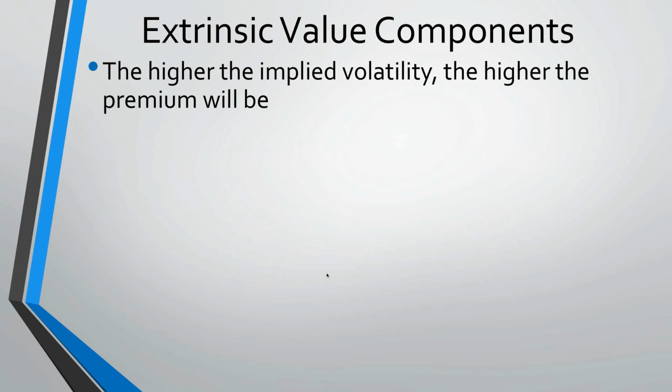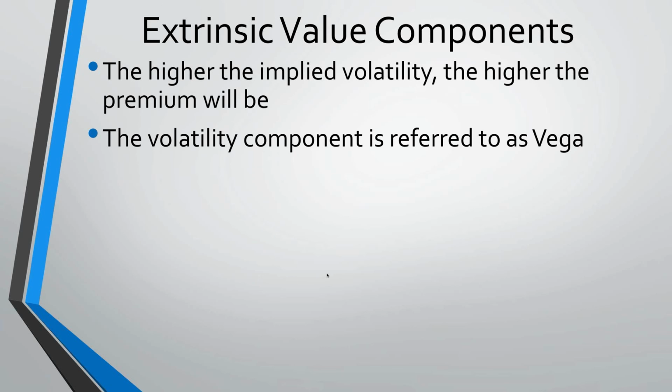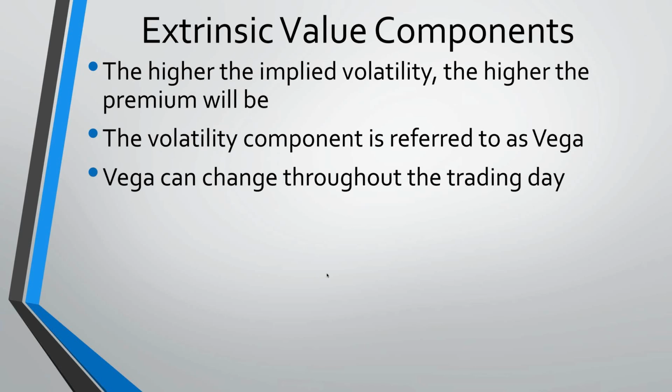The higher the implied volatility, the higher the premium will be. The volatility component is referred to as vega. Vega can change throughout the trading day. And I know some of you have seen it, if you've traded spreads or products or options around news reports. You might see the spread's really high priced, and then a news report comes out, or crude oil inventories come out, or something that was expected, and let's say the market doesn't move. Well, you see the spread premium change dramatically. That's vega.